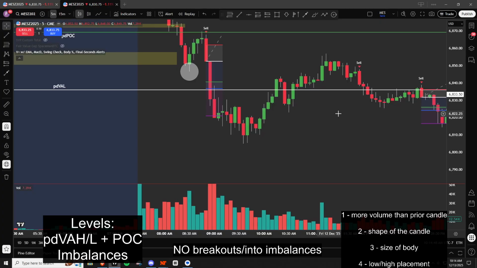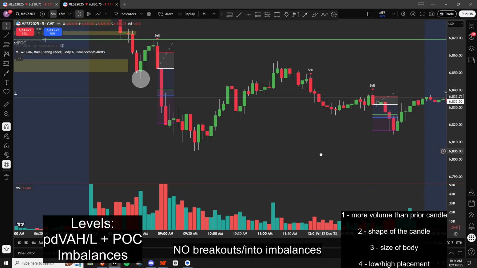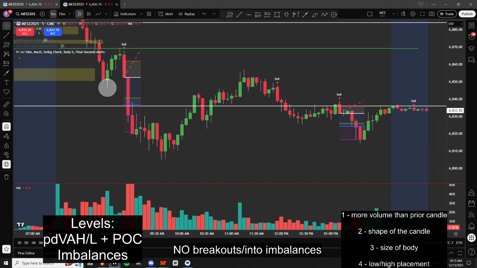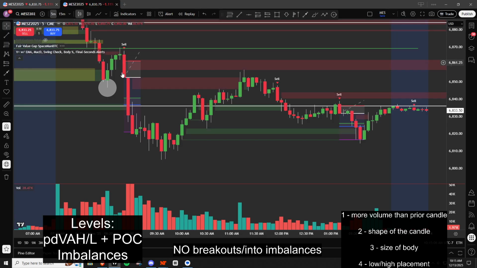I'm going to actually also start a challenge while I have you guys. It's going to be my live account challenge where I am only taking perfect trades at these levels and at the imbalances. So you notice here down at the levels it says imbalances. Some people call them fair value gaps.